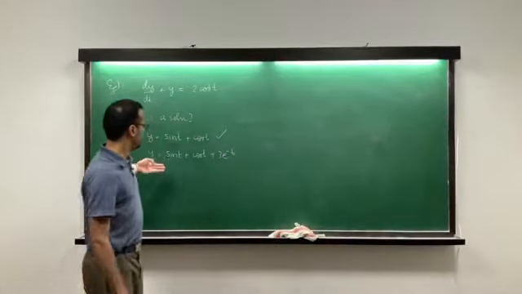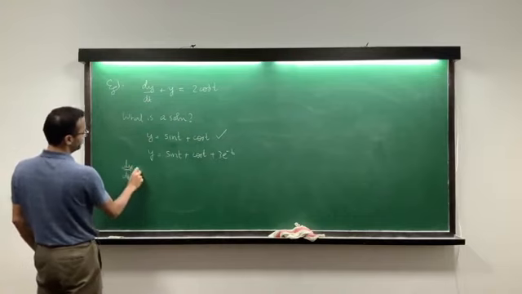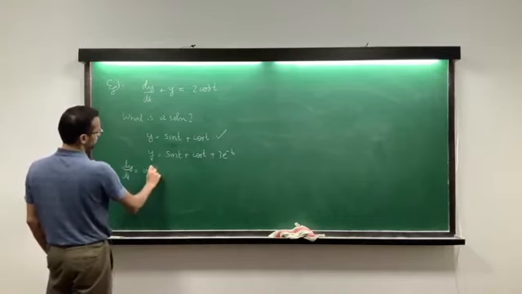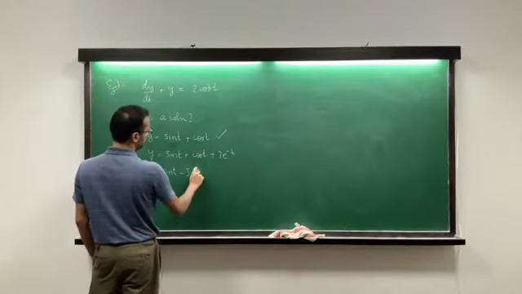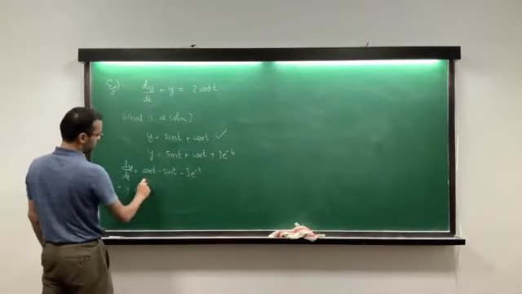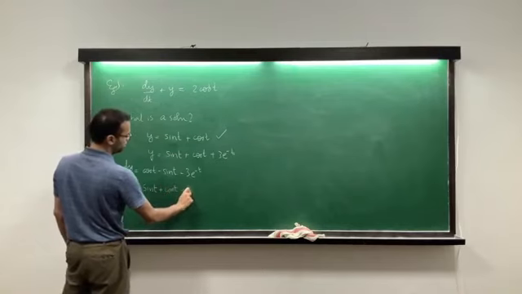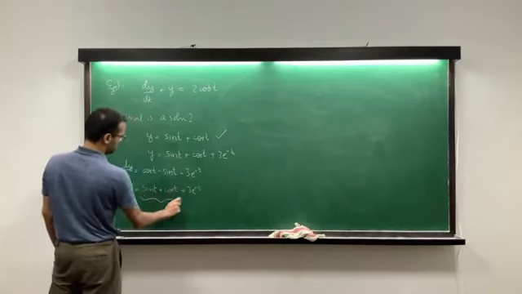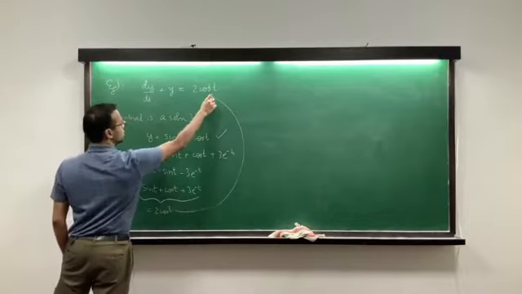If you take this to dy by dt, let's try it out. This will also be a solution. Dy by dt will give you cos t minus sin t minus 3 e power minus t. If I add y to it, I am going to add this again. So, it will be sin t plus cos t plus 3 e power minus t, and the sum of these two is 2 cos t. It's the same as this. So, this is also a solution.